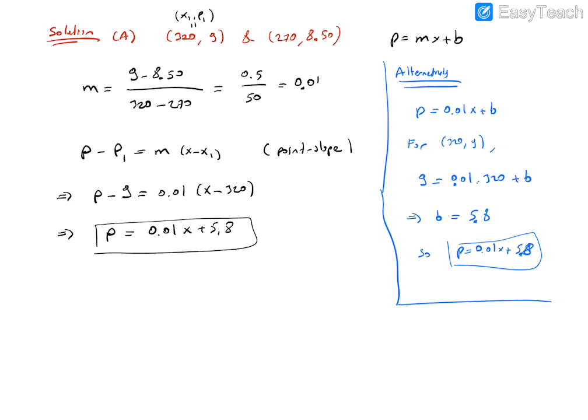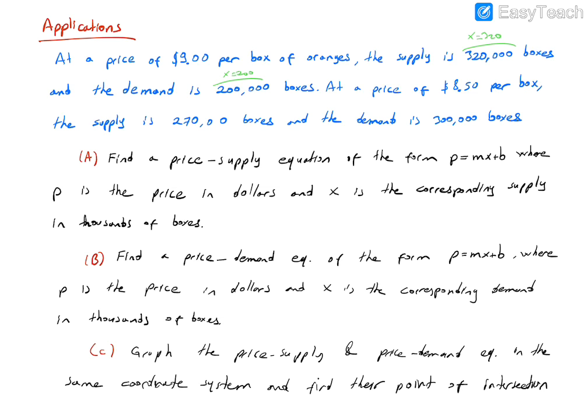Let's turn back to our question. Part B, find the price demand equation of the form. Okay, so what is the demand? When the price is $9, demand is 200, and when the price is $8.50, 300 is the demand. So according to this fact, let's solve the question. First we have the X. This is 200, 9, and 300 when the price is 8.5.